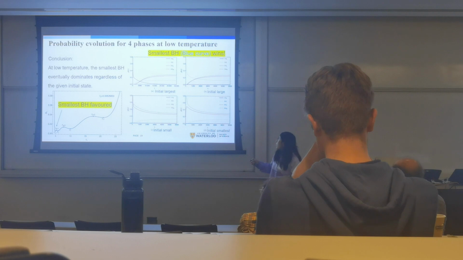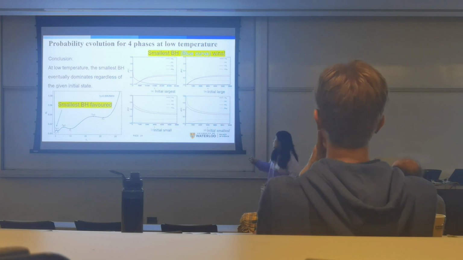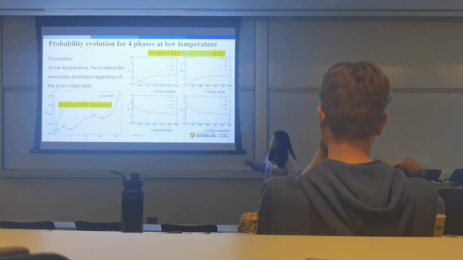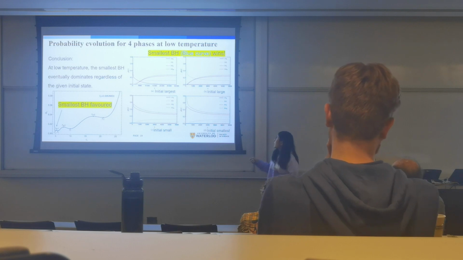As we can see, for these four cases, regardless of the initial state, after a sufficiently long time, the probability will become stationary, and we can find that the blue curve wins, so the smallest black hole wins. That means that for the final stationary state, the system will have the most probability to stay at the smallest black hole case. So this is the same as we predicted here.